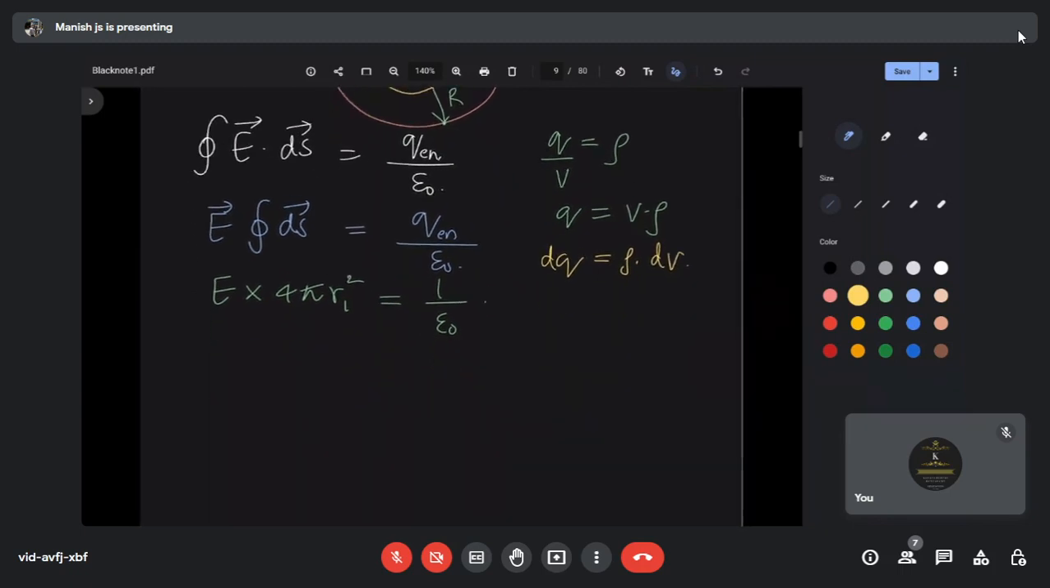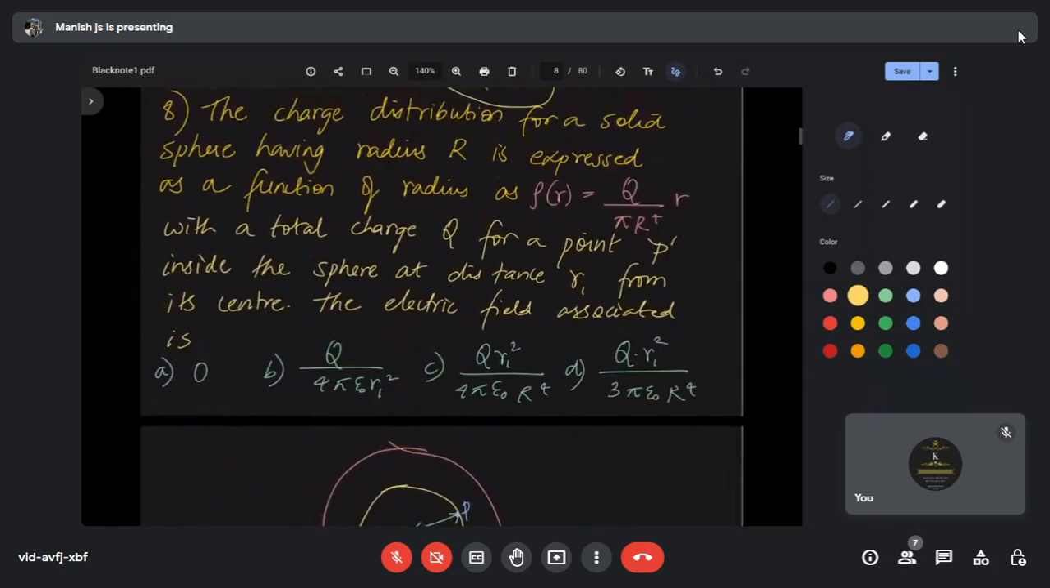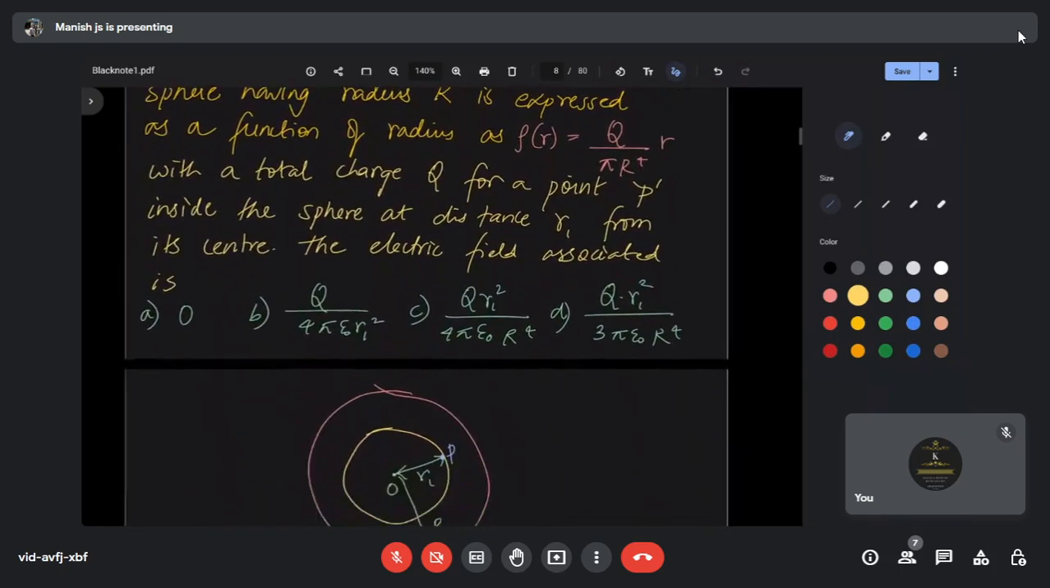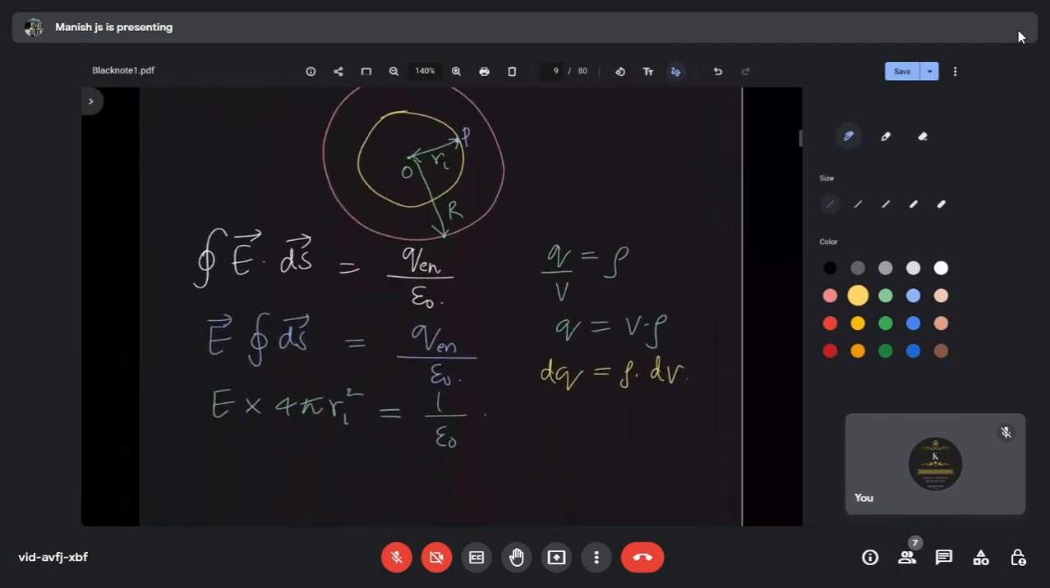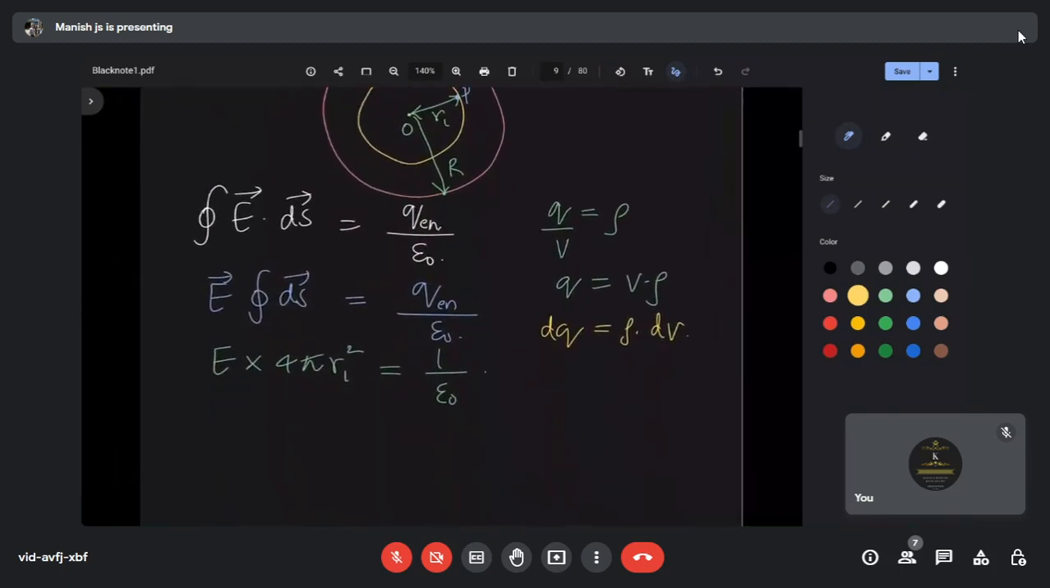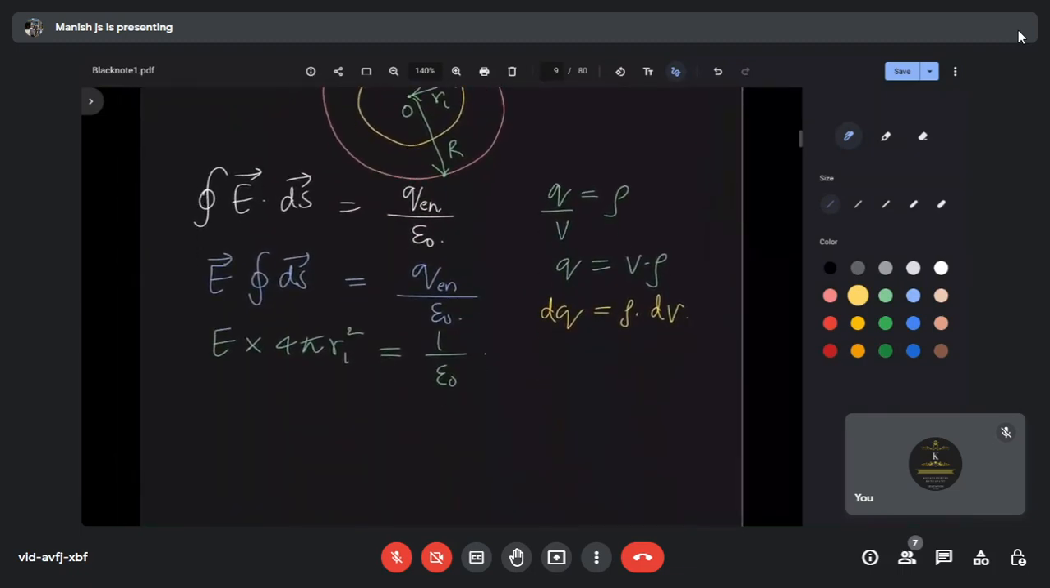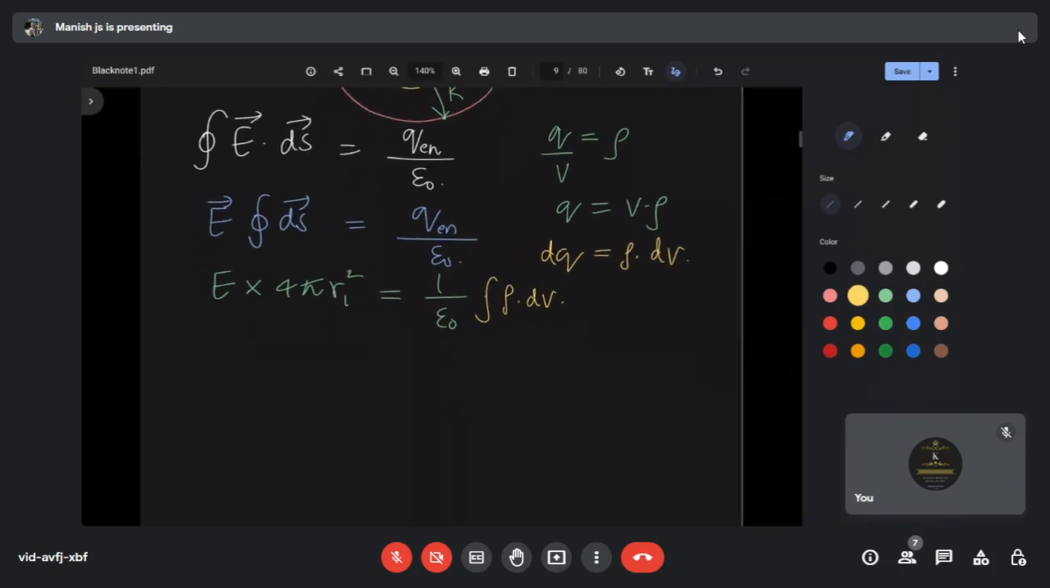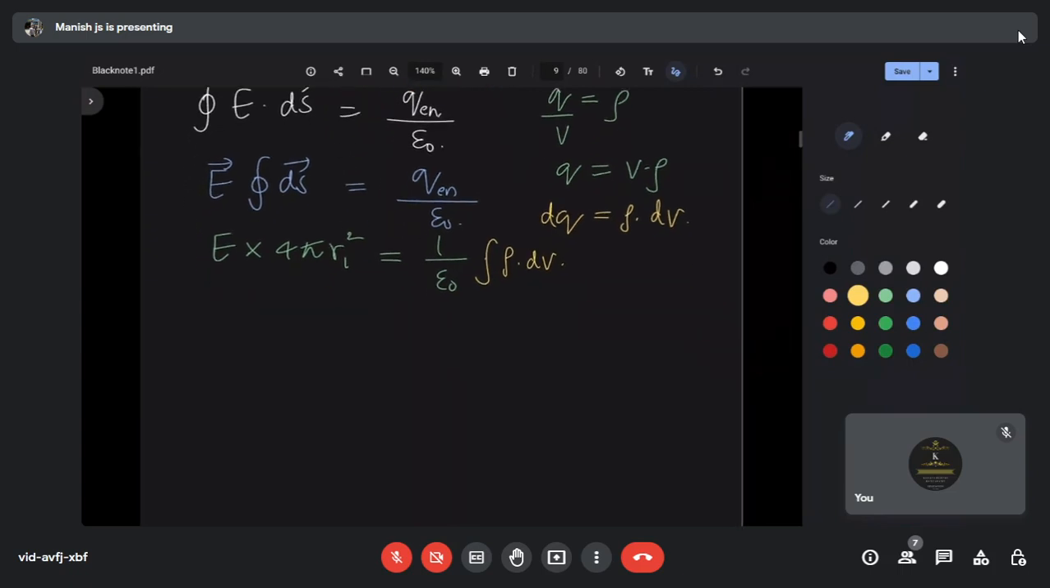Okay. So now you go ahead and substitute the value. They have given you already rho as a function of the radius. So you can go and appropriately express in terms of that also. So we can say 1 by epsilon naught times integral of rho into dv, because you are considering the total points of the entire volume charge distribution. So I am substituting.